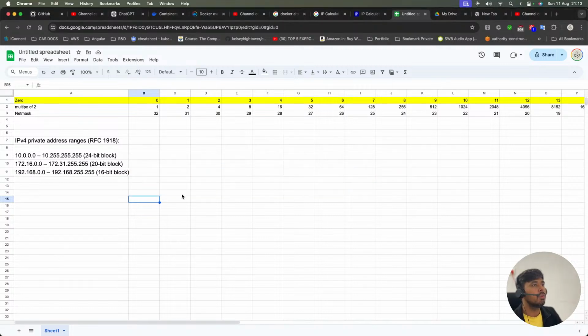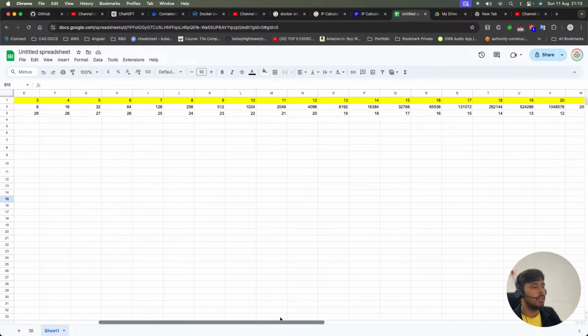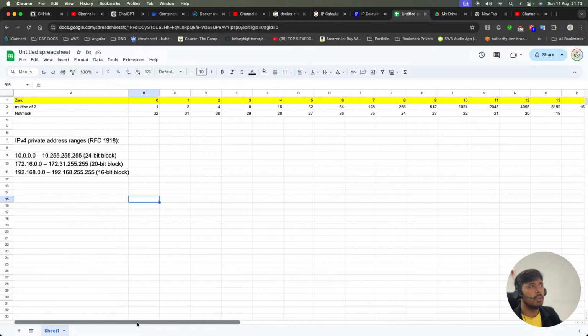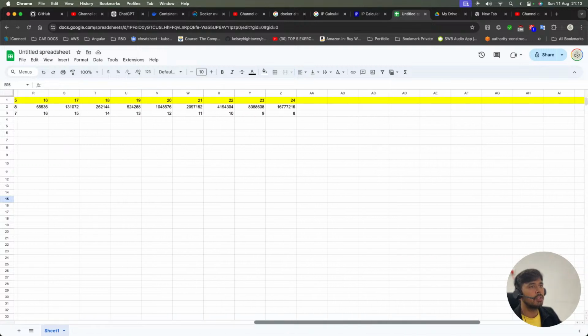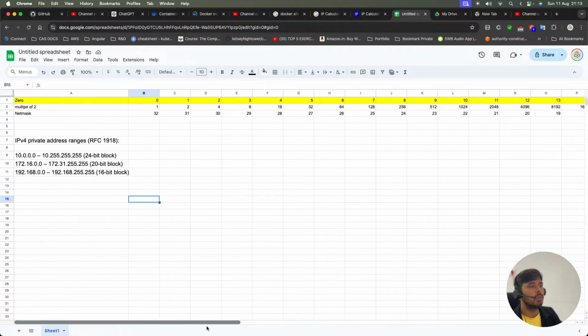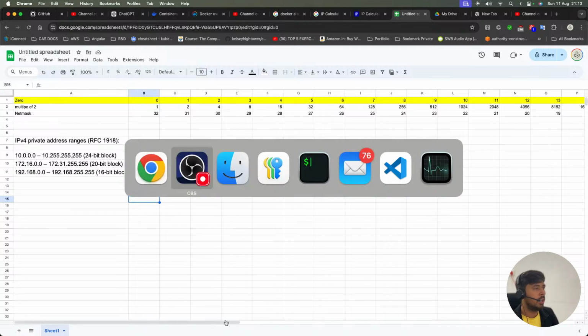So, if you know the binary system, there are a total of 32 bits. If you go with 32 bits, then you will come to know how many IPs are there and how many networks are there.